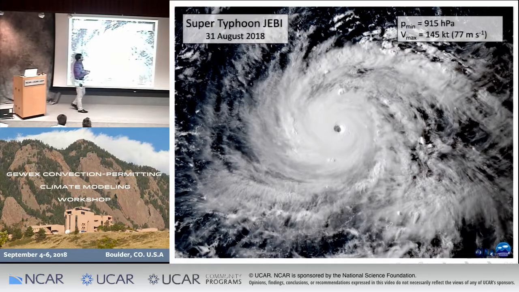We have maximum wind speeds in this cyclone of almost 80 meters per second. If you like kilometers per hour, that's 280 kilometers per hour for the mean wind speed. This typhoon actually made landfall in Japan and was the strongest typhoon in Japan in the last 25 years.